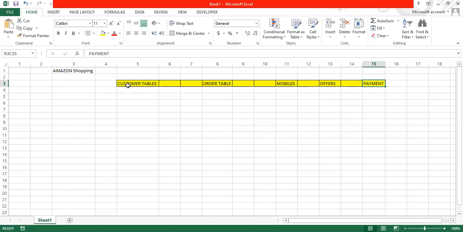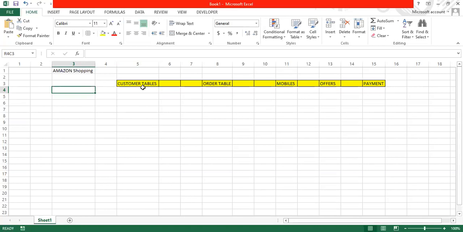Now let's say, as soon as a customer logs in to the Amazon app, I want to create a logic in such a way that it checks whether that particular customer has already signed in or not, whether he is an existing customer or a new customer. If he is a new customer, I want to populate a message saying please go ahead and log in.